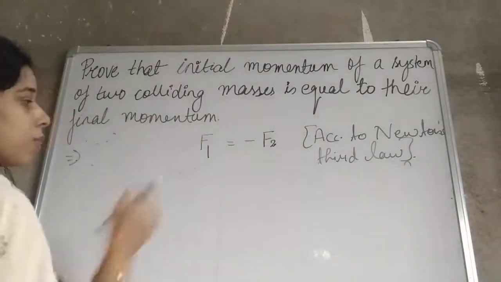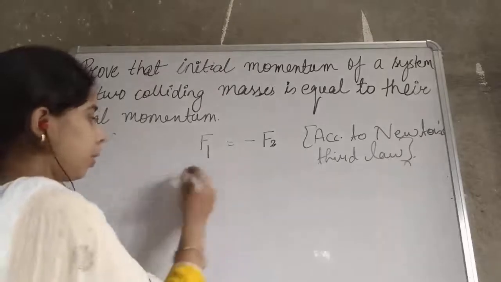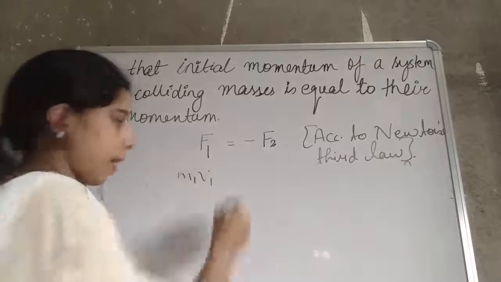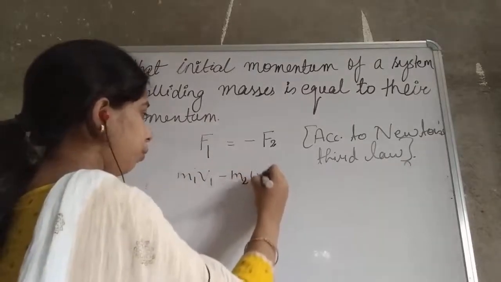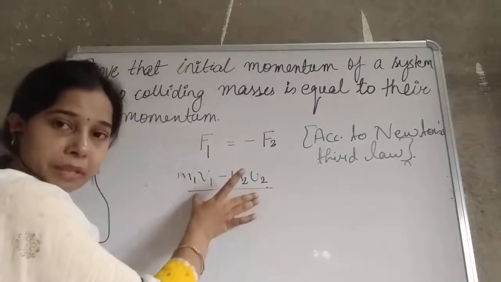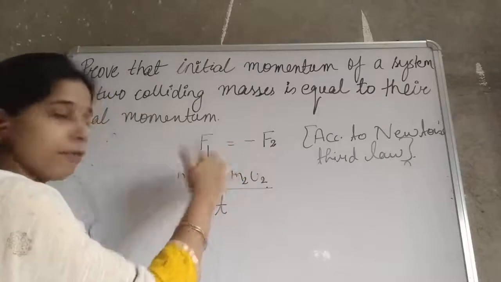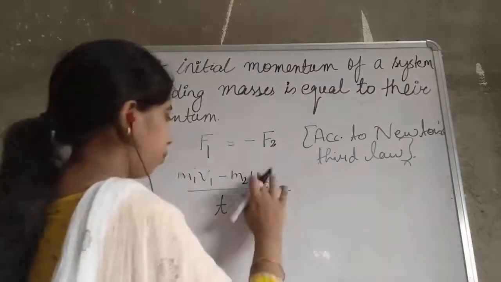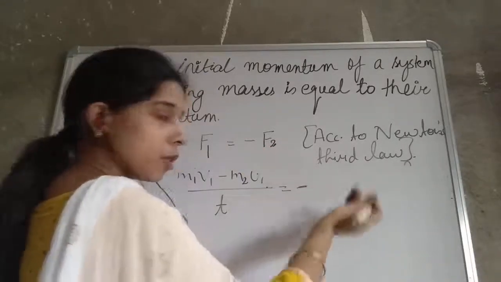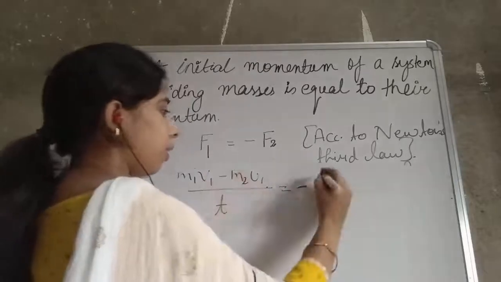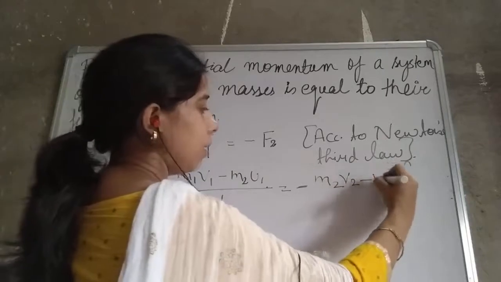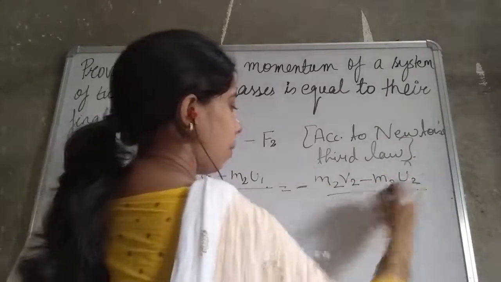So if the first force was applied on the object m1, here we can write it as m1 v1 minus m1 u1 upon t. That is the rate of change of momentum when the first force is applied on an object. Now the initial value here is negative because it is acting in the opposite direction. So here it will be m2 v2 minus m2 u2 upon t.